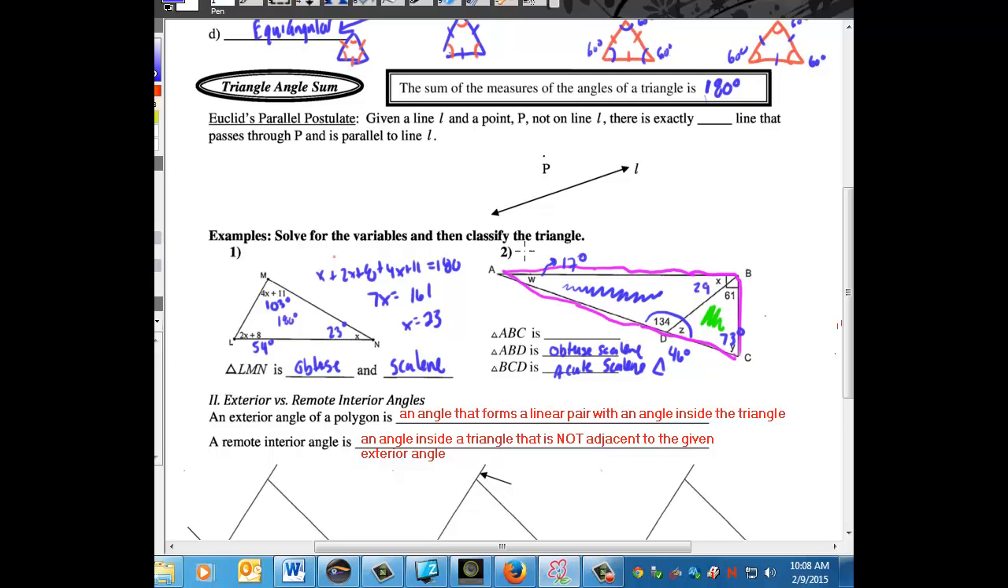And that means the huge triangle, triangle ABC, is a right triangle from this right angle. So we have right, and then all other angles are different. So right scalene, all sides, all angles are each different.